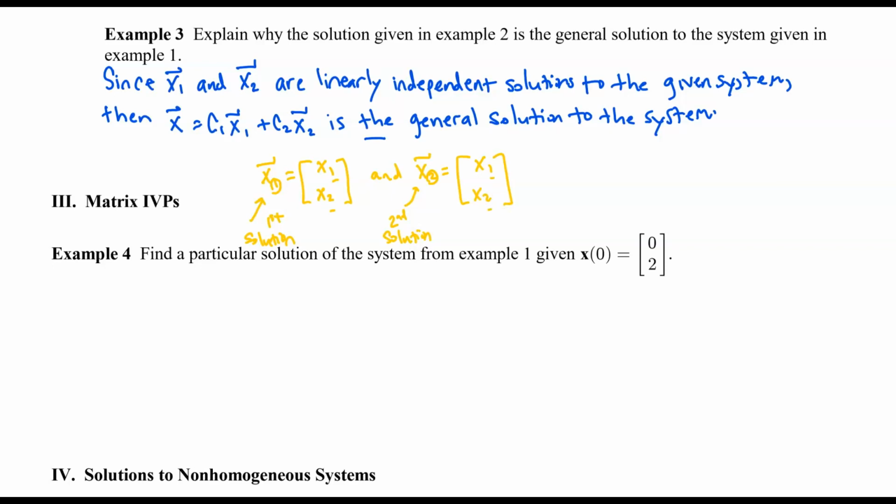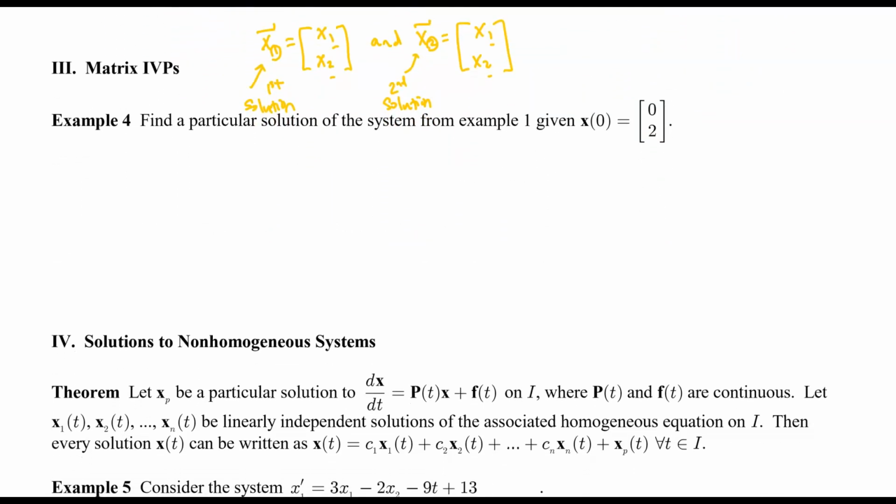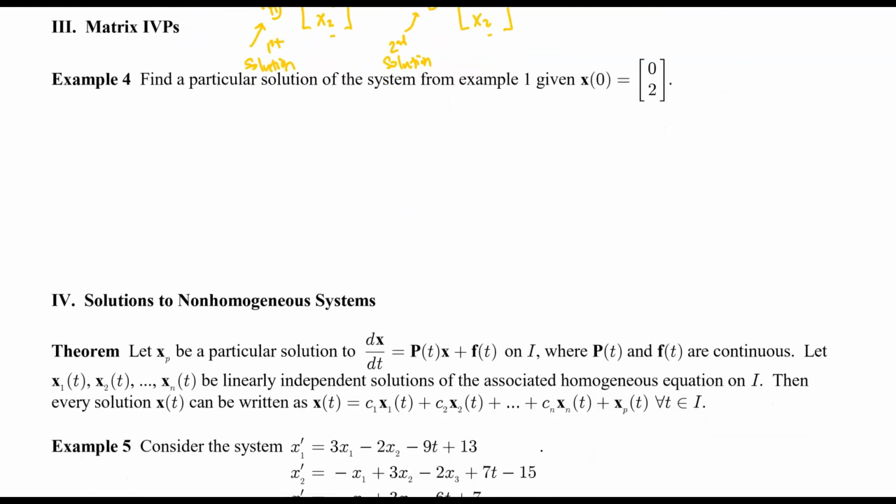Okay, let's take it one step further, and let's turn this into an initial value problem. Example 4: find a particular solution of the system from example 1 given x of 0 equals 0, 2. So notice no subscript here. Notice the bold print. This means we're dealing with a vector, a column vector. The input is the independent variable t, and the output is a value for the dependent variables. So the way I interpret this notation, this means x sub 1 of 0 equals 0 and x sub 2 of 0 equals 0.